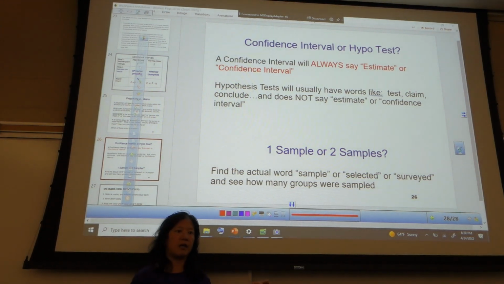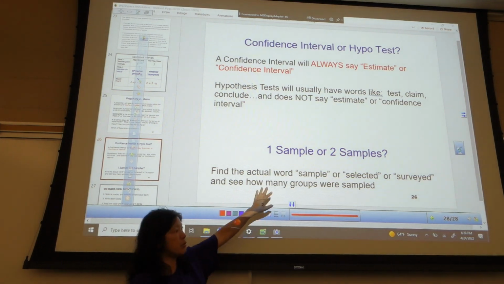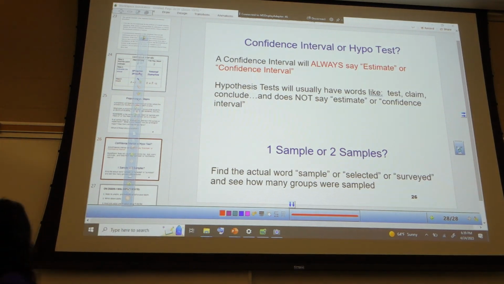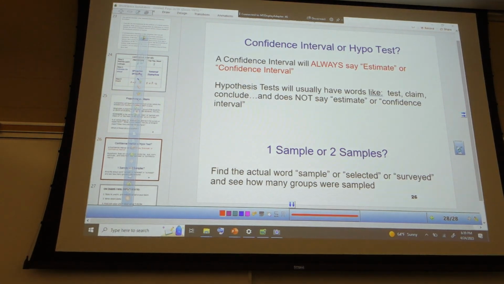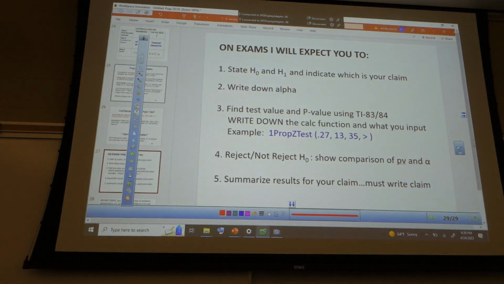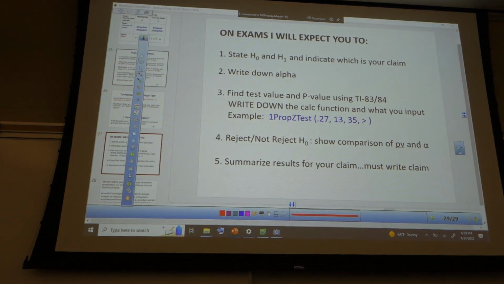All right, everybody kind of got a handle on that? Two samples means you have two actual samples. And you should have two ends, even if they're the same end. Okay. On exams, for your hypothesis test, I want these 5 steps. We've talked about them a million times. I'm not going to talk about it again because I don't want to bore you. But those are the 5 steps you should have.